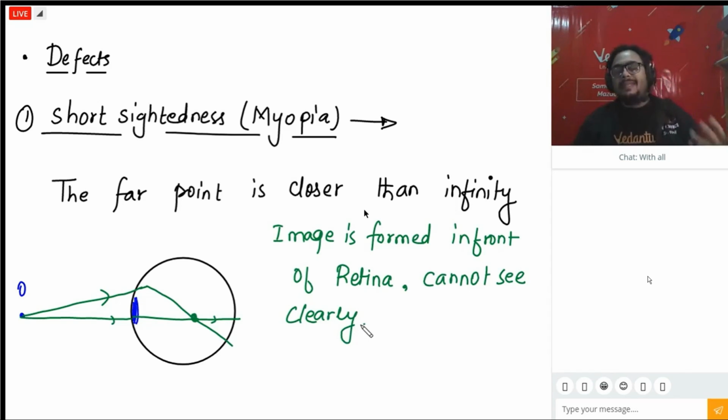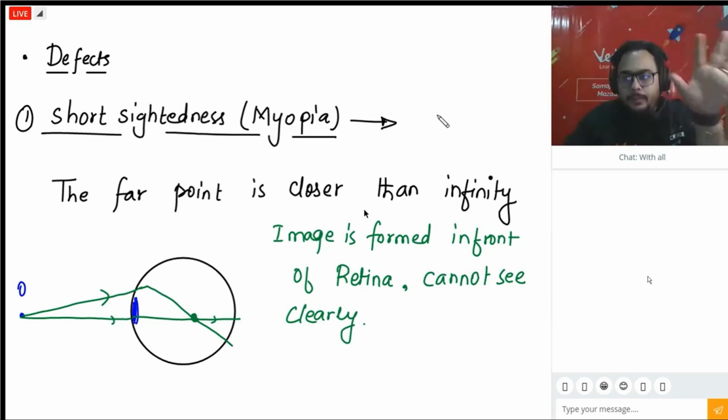So I cannot see it clearly because the image is formed in front of the retina. Just focus on what you have to remember. Listen to me carefully. What you have to remember: if your eye has this defect, if you cannot see clearly up to infinity, then you use a lens, like I am using a lens.